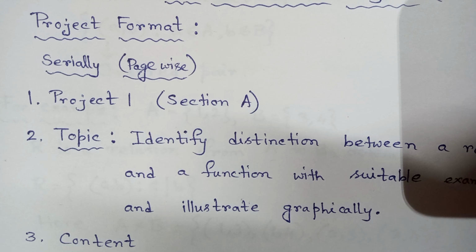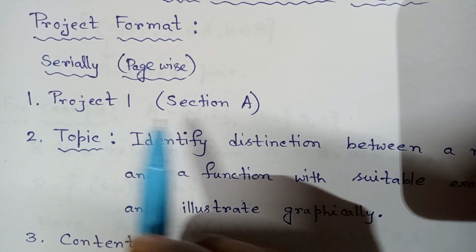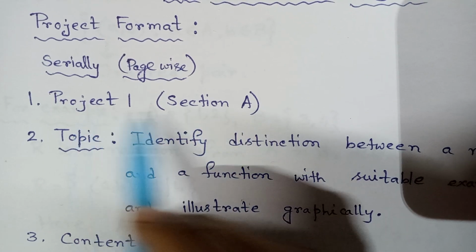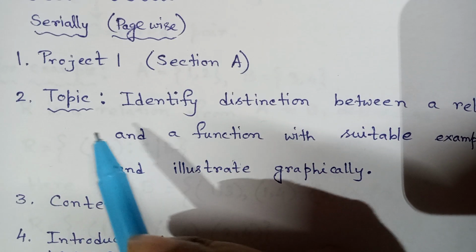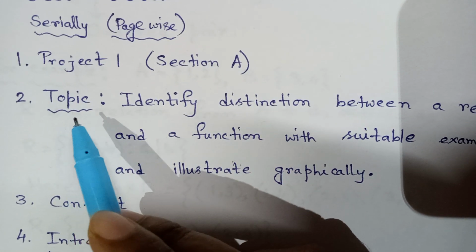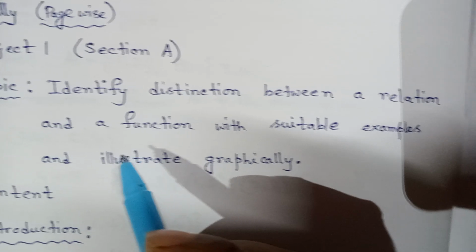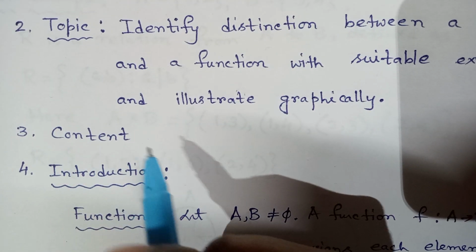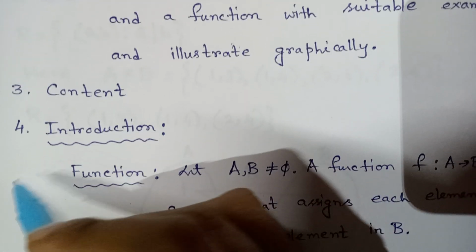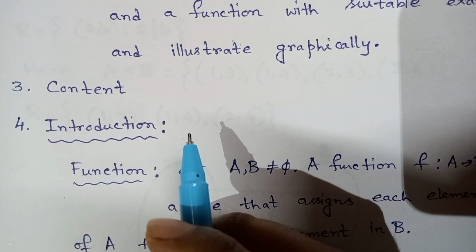Now serially, page wise, in the first page you have to write project 1 section A, only write this. Now your second page will be just write the topic, and this is the topic. Now the third page will be the content or index page. The fourth page will be the introduction page.